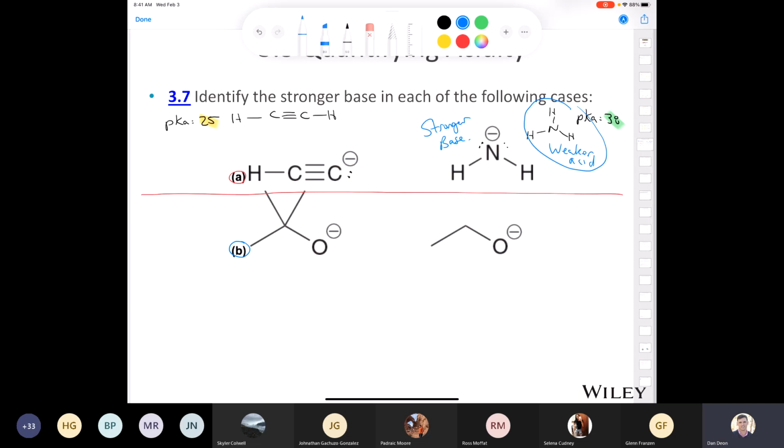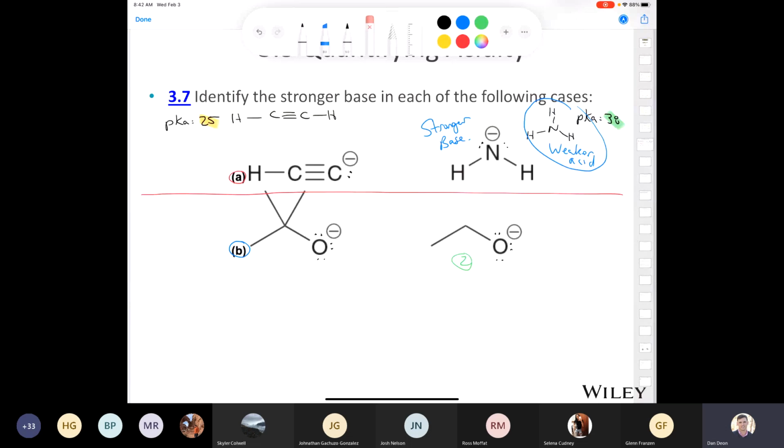If I labeled them, maybe if I label them 1 and 2, could anybody tell me which one would be the stronger base? Would it be 1 or 2? 2. Okay. All right, we got a mixture of responses here, right? We have a heterogeneous mixture here. So I got a bunch of 1s, I got a 2. All right. Well, let's see if we can solve this one.